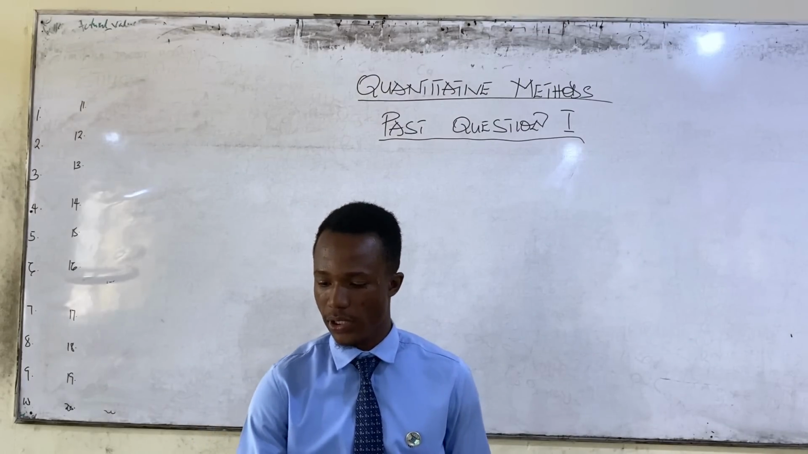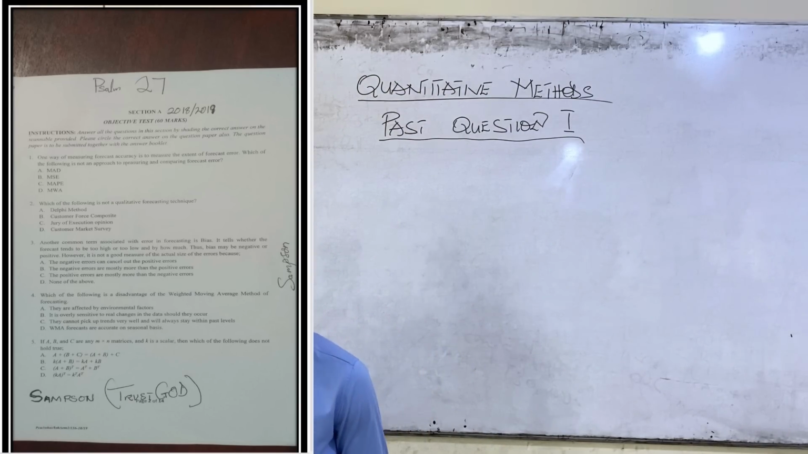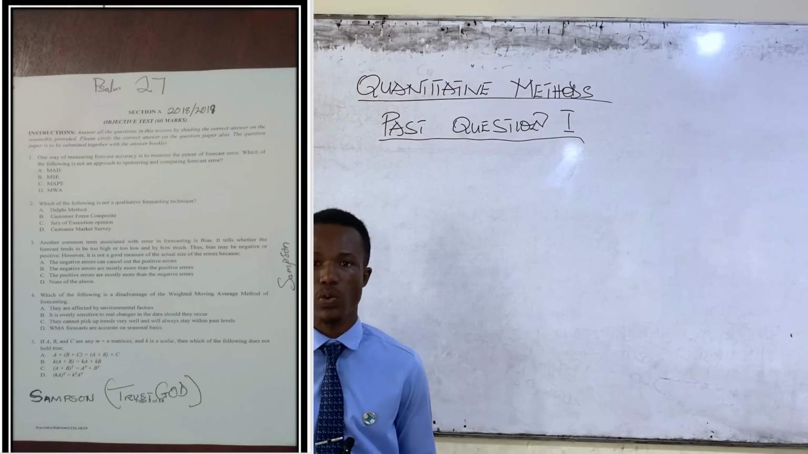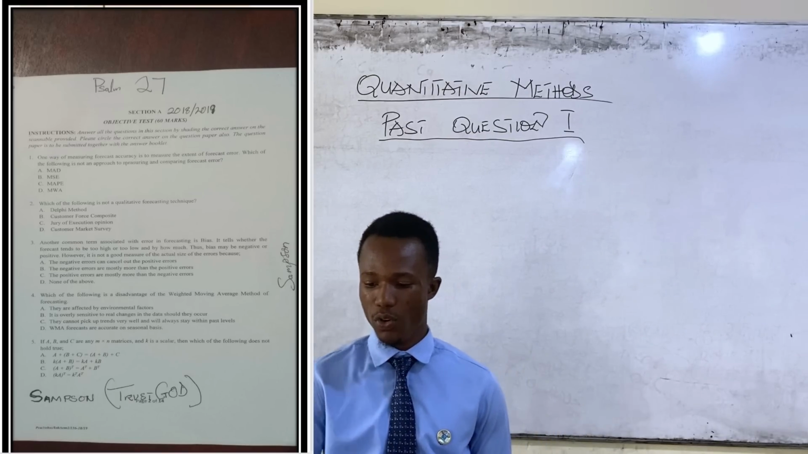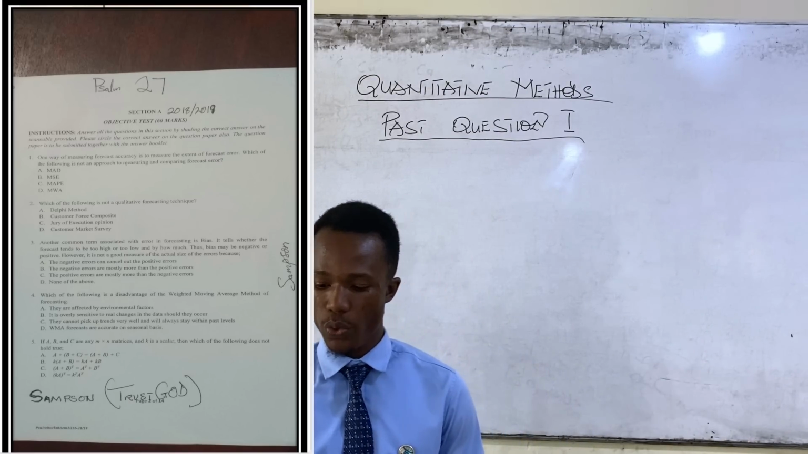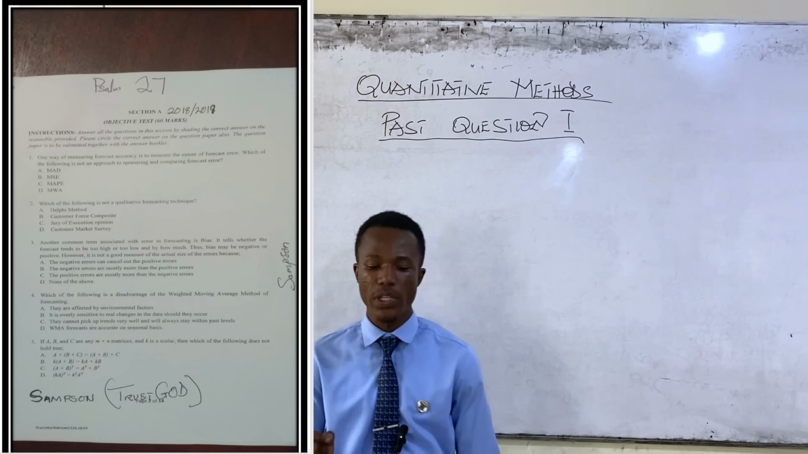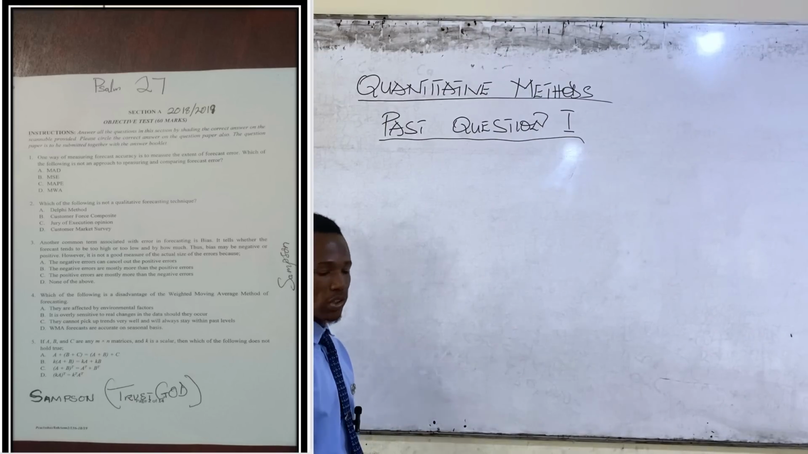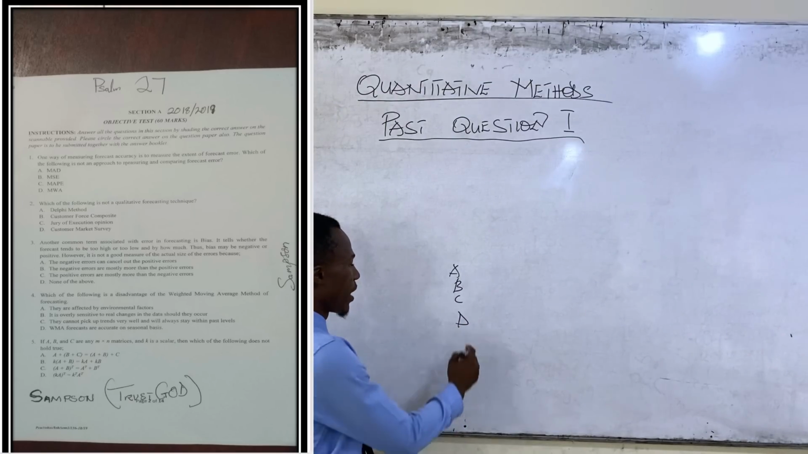Okay, so as we see the questions on our screens, question 1 says, one way of measuring forecast accuracy is to measure the extent of forecast error. Which of the following is not an approach to measuring and comparing forecast error? First one we have mean absolute deviation, right? The second one we have mean squared error. The third one we have mean average percentage error. And the fourth one we have moving weighted average.